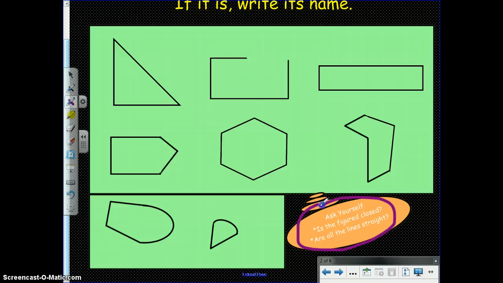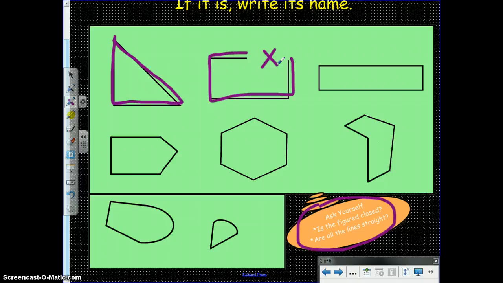Ask yourself, is the figure closed? What we mean by a closed figure is just like this triangle here. All the line segments are connected and there are no openings. This one looks kind of like a rectangle, but you notice that it has an opening in it right here. That's what we mean by an open figure. A polygon is not an open figure.